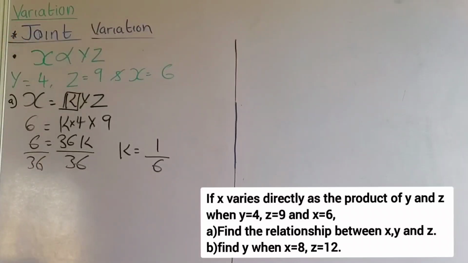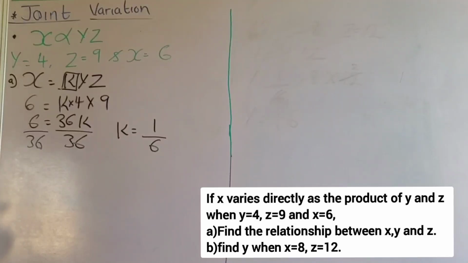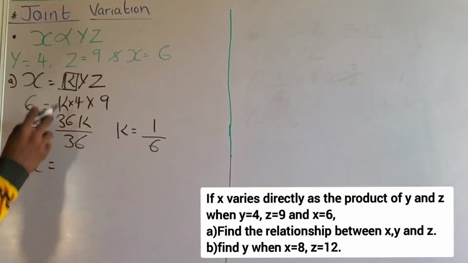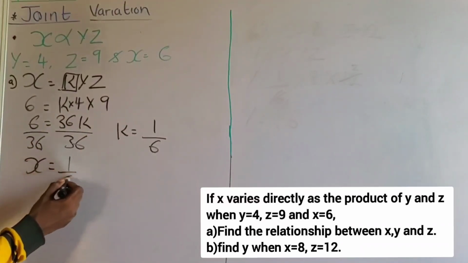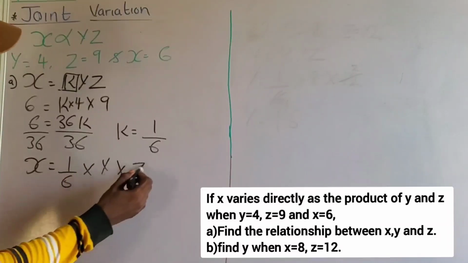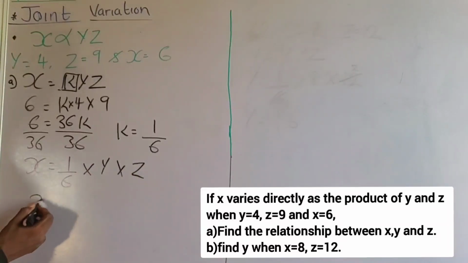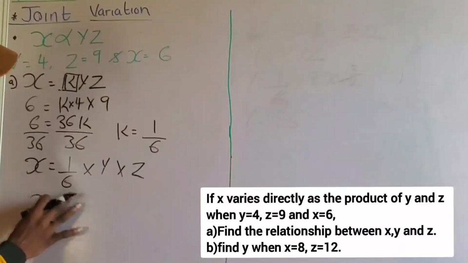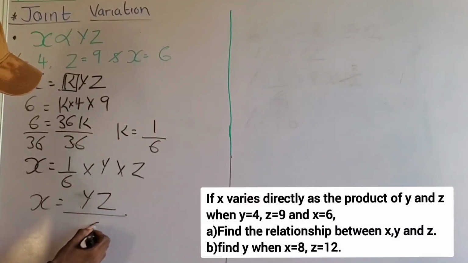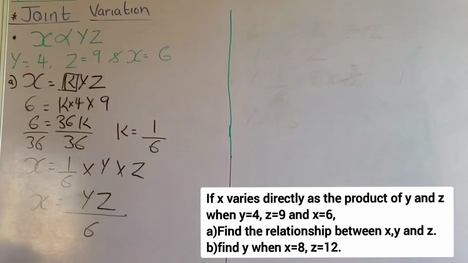Having gotten to this point, please pay attention. The next step, to get the equation connecting x, y, and z, is to replace the value of k as 1 over 6 into this formula. So I'm going to have x equals k, and k is 1 over 6, so x equals 1 over 6 multiplied by y multiplied by z. So x equals yz all over 6. That is the equation connecting x, y, and z.